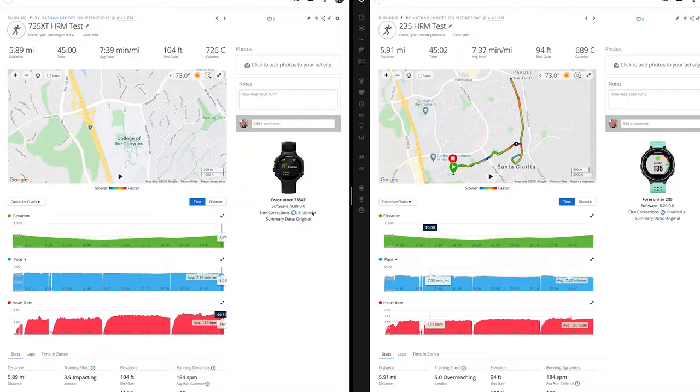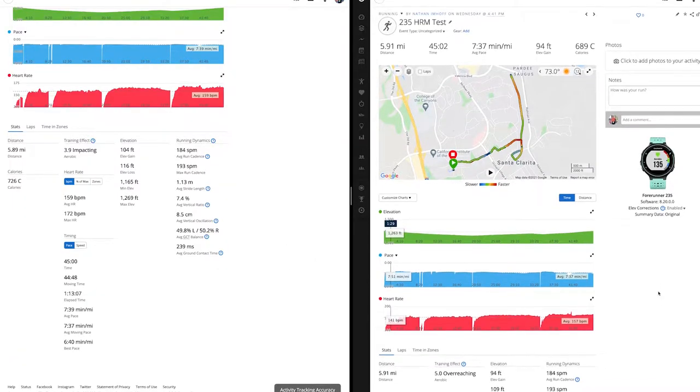A few minutes later. So off the bat, the left side here is the chest heart rate monitor, and this is the wrist heart rate monitor. Big difference here in calories, I noticed. Right here, 726 versus 689. This is the exact same run. The pace was also slightly off, and elevation gain. Okay, obviously calorie difference. One big difference here.